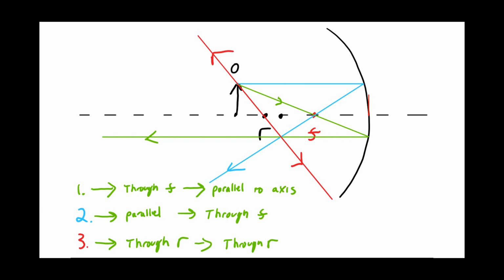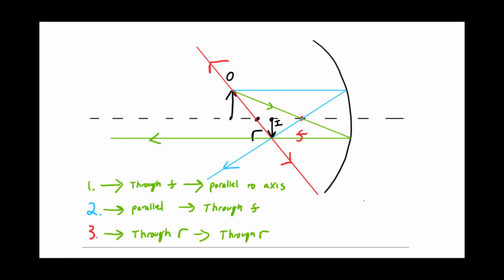So with these 3 rays drawn, now I can identify the location of an image. So I've got 3 rays, they all pass through the same point. And so my image can be located, right? And it's going to be somewhere between the focal length and the radius of curvature.